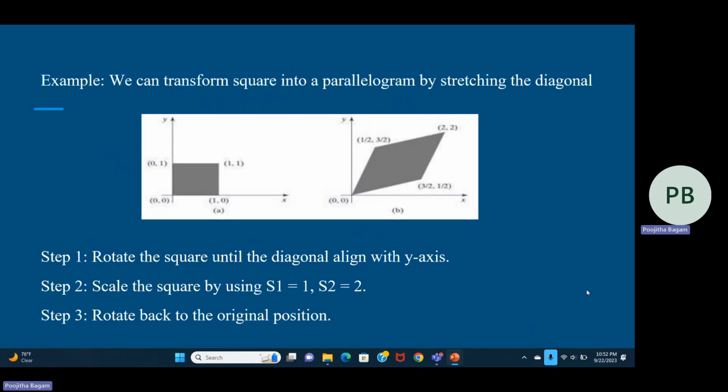And coming to the example, here we are going to transform a square into a parallelogram by stretching the diagonal. The process includes these three steps: rotating the square until the diagonal aligns with the y-axis, scaling the square by using S1 equal to 1 and S2 equal to 2, and rotating back the square to its original position, which in turn gives us the parallelogram.